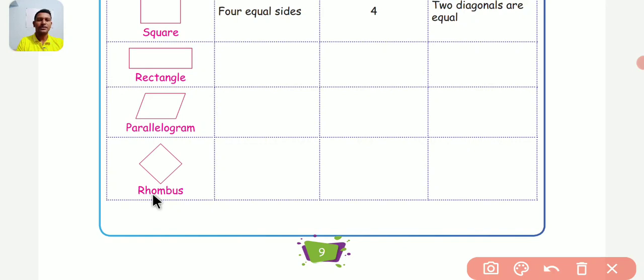In last we have rhombus. Okay, in rhombus how many sides are there? There are 4 sides. 1, 2, 3, 4. And how many vertices? 1, 2, 3, 4. There are 4 vertices. And how many diagonals joining the opposite sides? 1, 2. There are 2 diagonals, and the 2 diagonals are not equal.